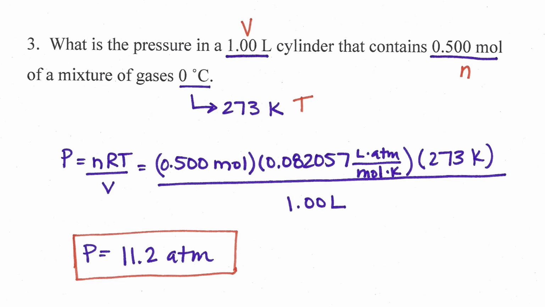So in this case, we can plug right into the ideal gas law the 0.500 moles that were given in this question. When we plug in for n, R, our temperature of 273 Kelvin, and then 1 liter for volume, and we do the calculation, we get 11.2.